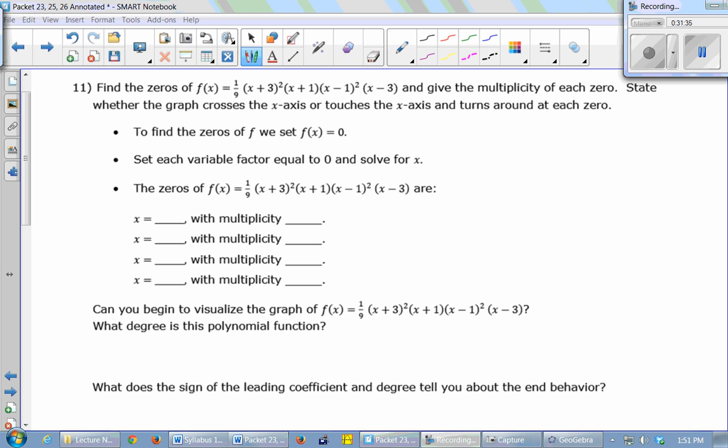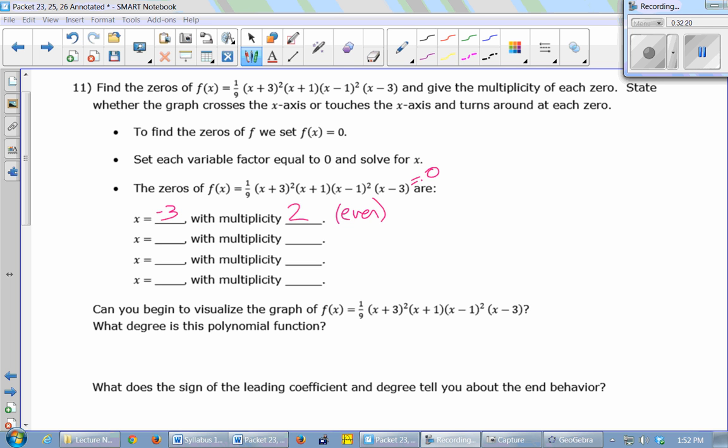Okay, so to find the zeros of f, you set f of x equal to 0 and try to solve it. I've got this whole thing, 1/9 times x plus 3 squared times x plus 1 times x minus 1 squared times x minus 3, and we're setting that equal to 0. Then you set each factor equal to 0 and solve. So x plus 3 squared is x plus 3 times x plus 3, which means x equals -3 is a 0 how many times? Twice. So that's my multiplicity, 2, which I can classify as even.